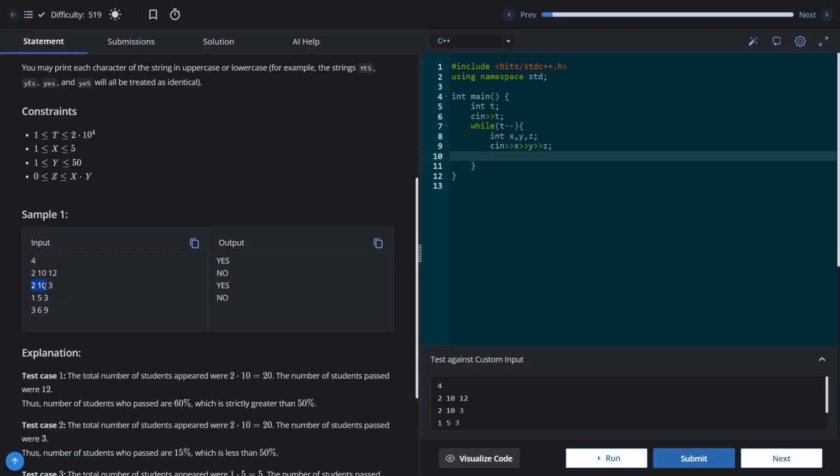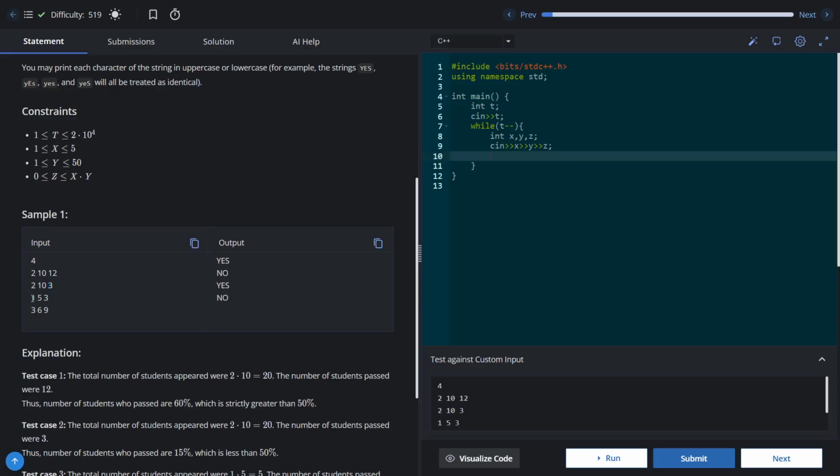Now if you see here, the number of students is 2 into 10, 20, and the number of passed students is 3, and 50% of 20 is 10. So as you can clearly see, in order to print yes, we need to have at least 11 students in Z. We have 3, which means less than 50%. So we are printing no.